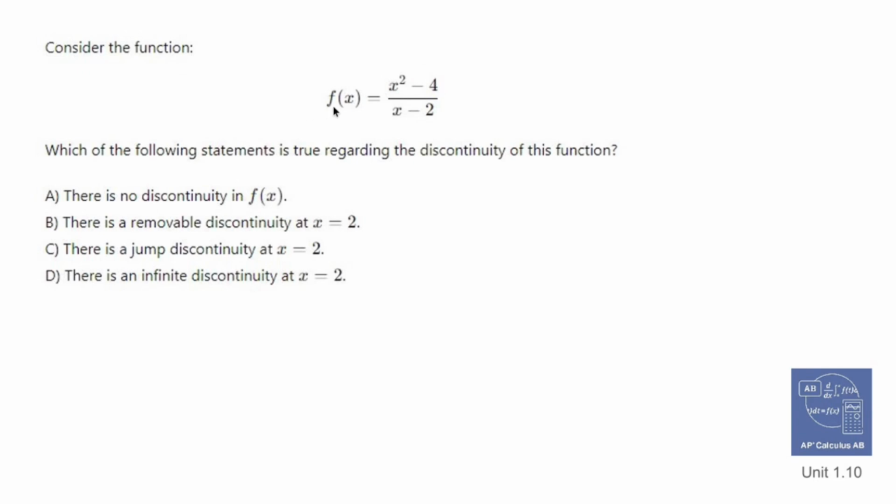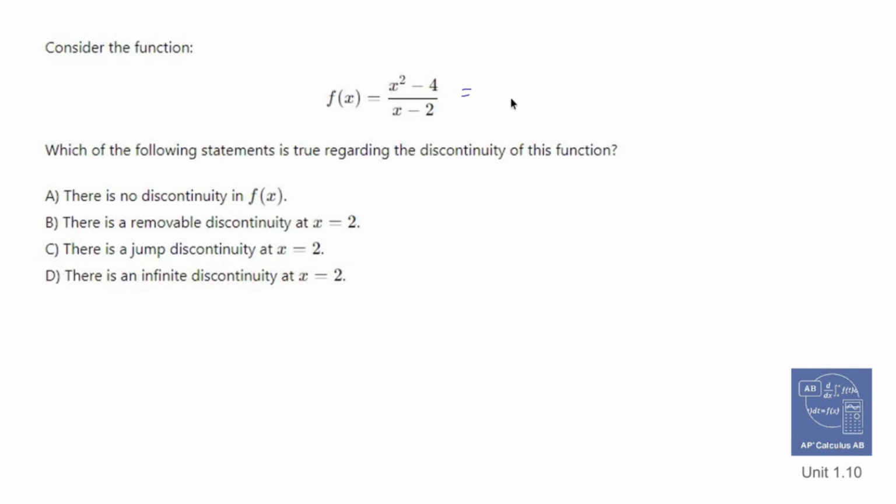Consider the function f of x equals x squared minus 4 over x minus 2. Which of the following statements is true regarding the discontinuity of this function? Well, let's find the discontinuity of this function. It looks like I could have either a vertical asymptote or a hole depending on what the upstairs factors to.